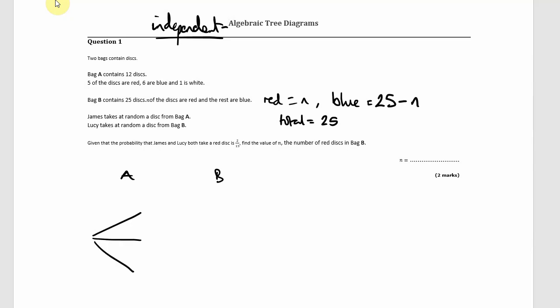You're going to draw your tree diagram. A is going to have 3 branches because we're going to have red, blue and white, and then you're going to have 2 branches off each of these, 1 for red and 1 for blue.